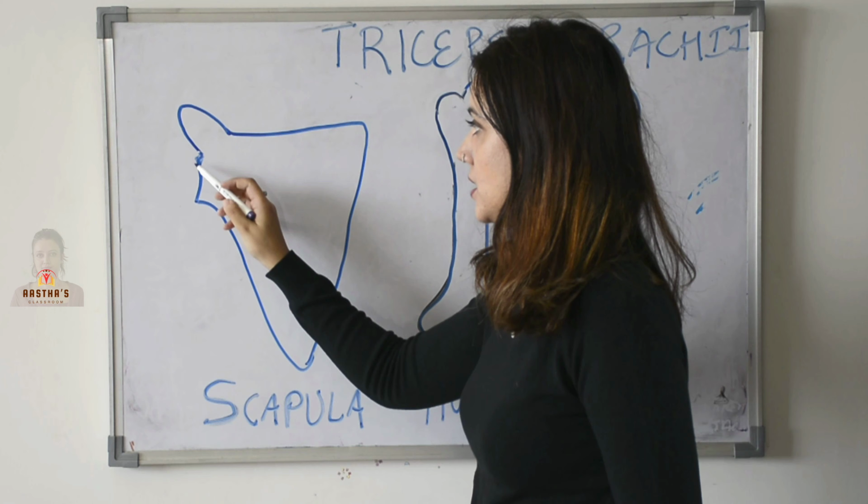Hi, this is Dr. Asta, and in today's anatomy class we will be learning about the muscle of the posterior arm, which is triceps brachii.